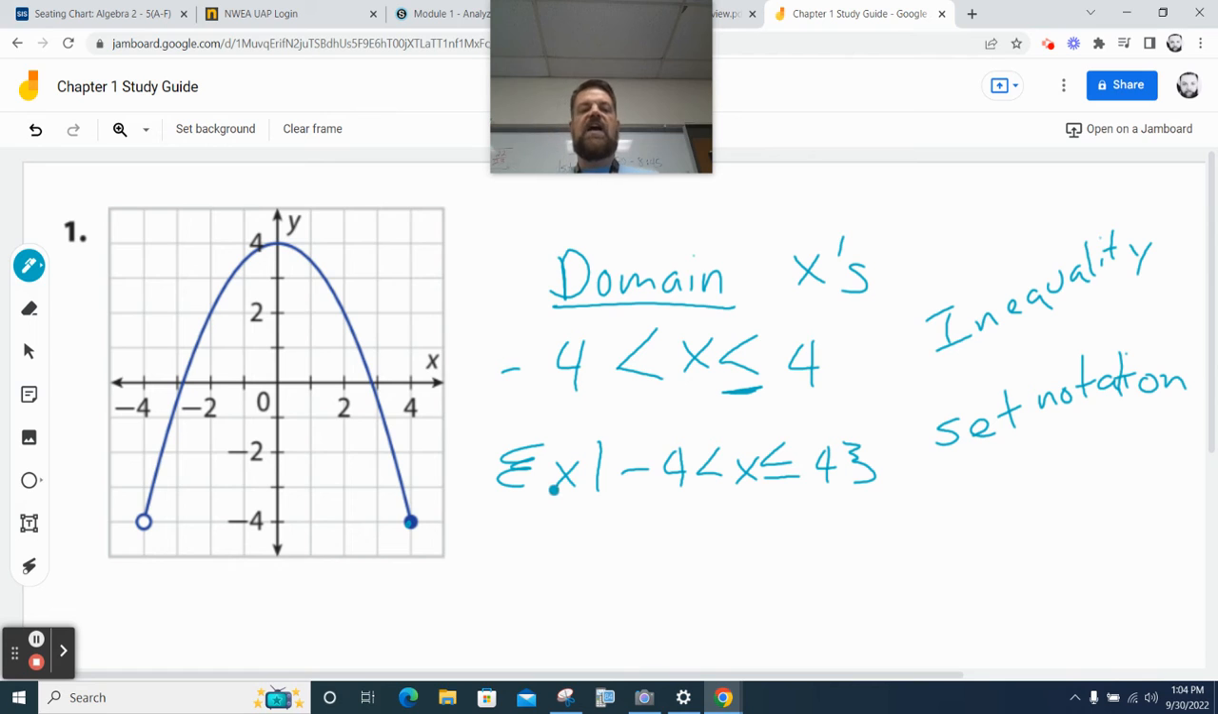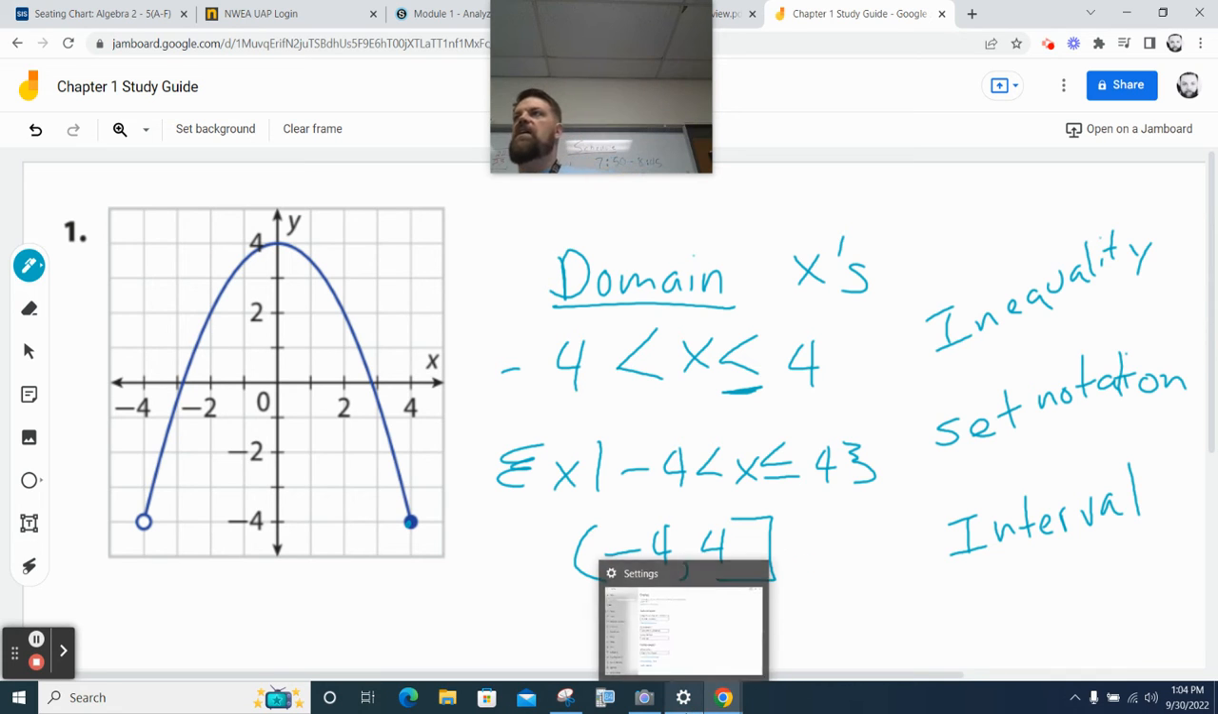Now what that's saying is I have a set where x is an element such that x is basically trapped between -4 and up to and including +4. Lastly, they want you to write this in interval notation. The interval notation is just going to be the lower boundary, comma, the upper boundary. Because this is an open circle, we make a parentheses. Because this is a closed circle, we make a bracket. That's the domain.